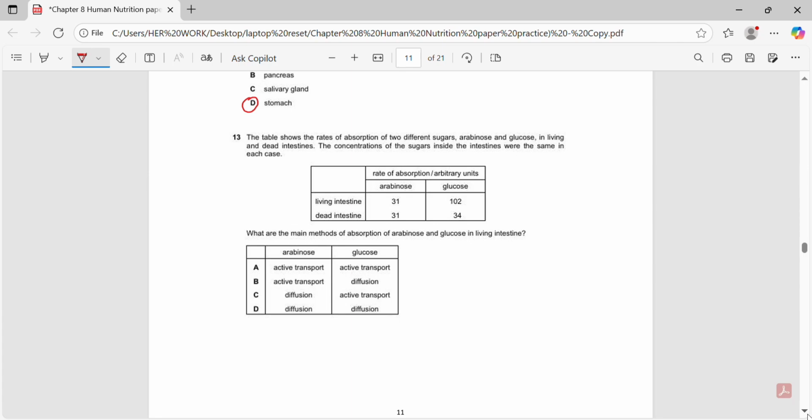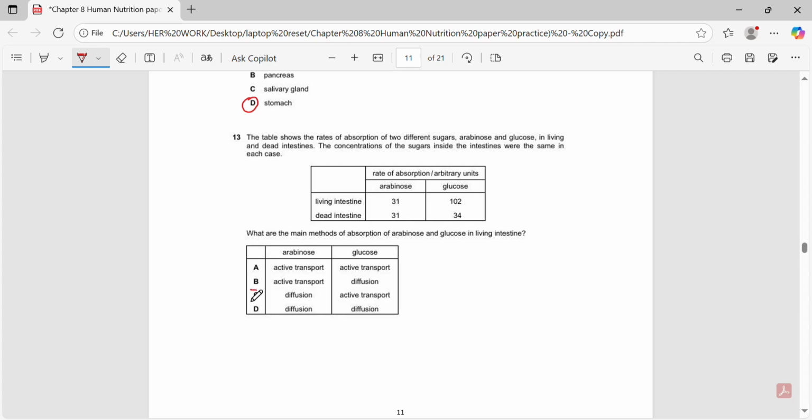The table shows the rates of absorption of two sugars, arabinose and glucose, in living and dead intestines. Here we compare living and dead intestines. If a sugar absorbs at the same rate in both, it means no energy is needed. That's diffusion. If the rate drops in the dead tissue, it needs energy, so it's active transport. Since glucose absorption drops sharply but arabinose stays the same, glucose uses active transport, arabinose uses diffusion.